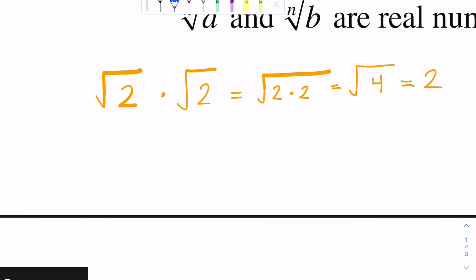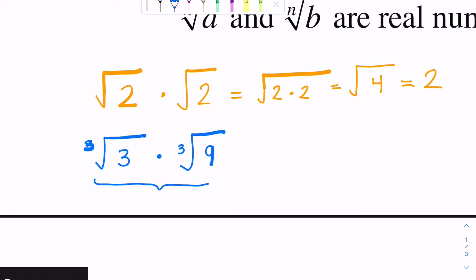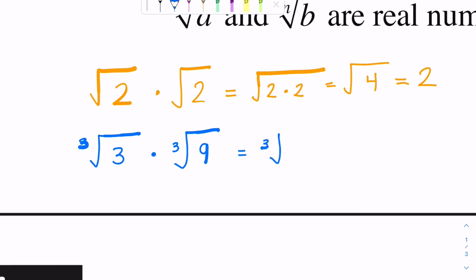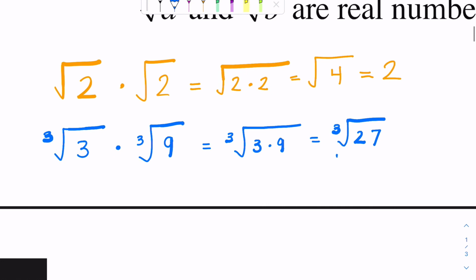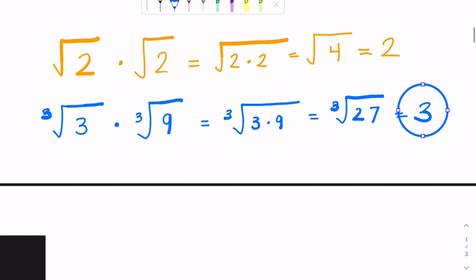Another example could be a cube root. If you had the cube root of 3 times the cube root of 9, you can't simplify either one of these, but you could rewrite this as the cube root of 3 times 9. The cube root of 3 times 9 is the cube root of 27, and now you can simplify this. Therefore, the cube root of 27 is 3. So the big takeaway on this section is just that the index must be the same. And when I say index, we're talking about this number.